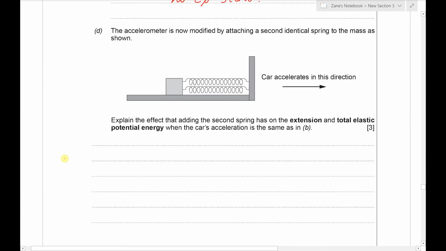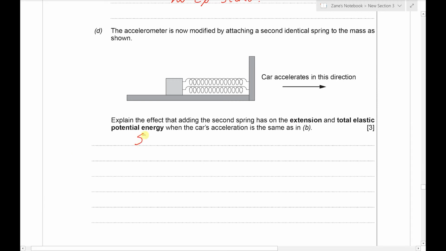For the last part of the question, the accelerometer is modified by attaching a second identical spring to the mass, as in the diagram. We've got to explain the effect that adding a second spring has on the extension and the total elastic potential energy when the car's acceleration is the same as it is in B. Well, for the extension, just consider the fact that that force is being split equally between the two identical springs. So each spring experiences half the force compared to B, and therefore half the extension.